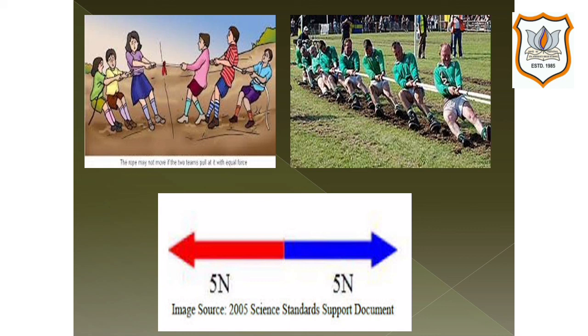So we can see that if the two forces applied on an object are equal in magnitude and act in opposite directions, then the net force acting on the object is 0 or nil. That you can see in the picture. In the third picture, the opposite forces are of the same magnitude, 5 Newton, and the other one is also 5 Newton. Then the net force is 0.